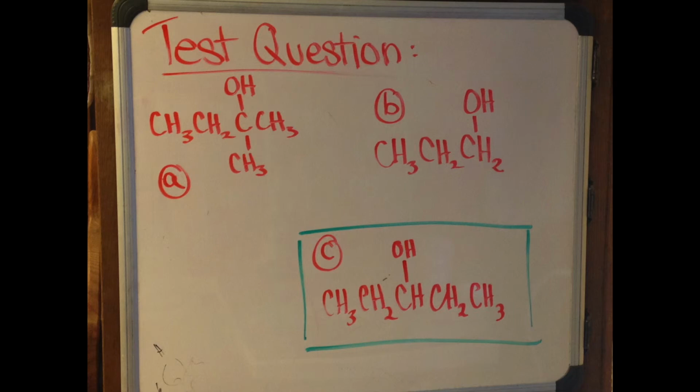And option B cannot be the answer to this question because it has one alkyl group attached to the alkyl carbon. This means that option B is a primary alcohol.